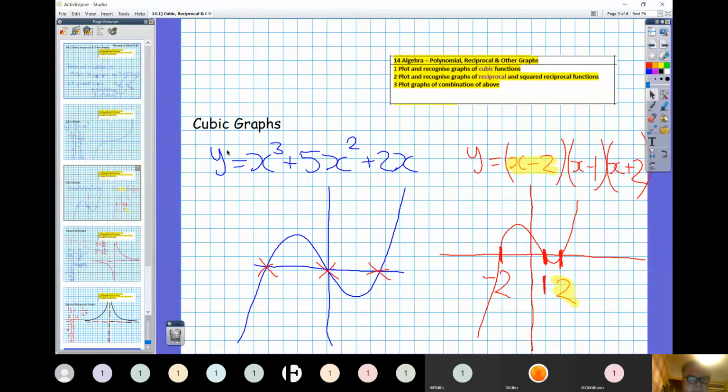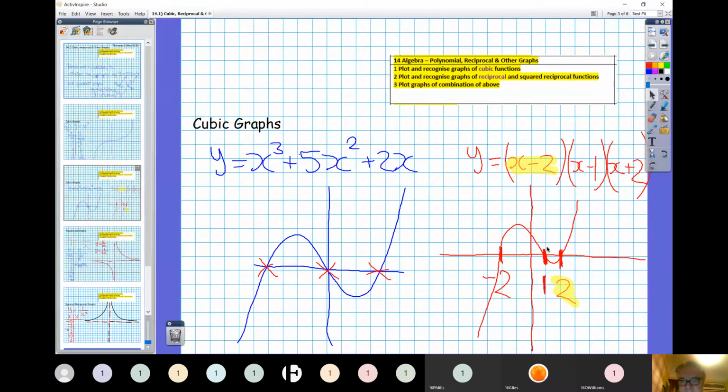Now, it may be that they give you this cubic graph already factorized, and we will learn how to do that later. If it's already factorized like this, then it's very easy for us to see what the solutions are where it crosses the x-axis straight away. How do we make this bracket 0? That is when x is positive 2, so it's cutting at positive 2. How do we make this bracket 0? Cutting at positive 1. And then how do we make this bracket 0? That's cutting at x being minus 2.